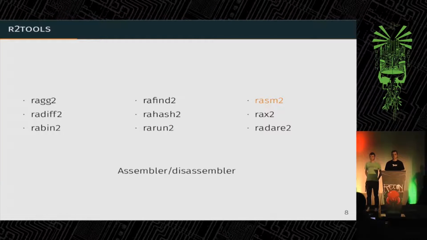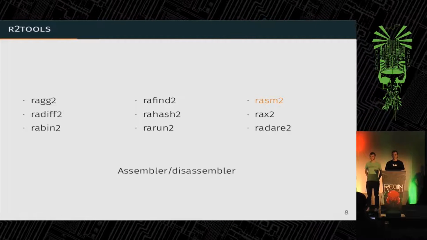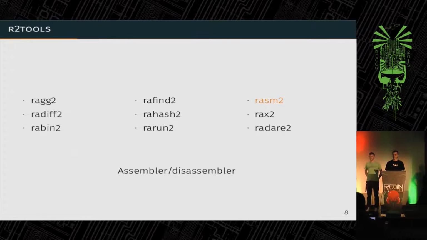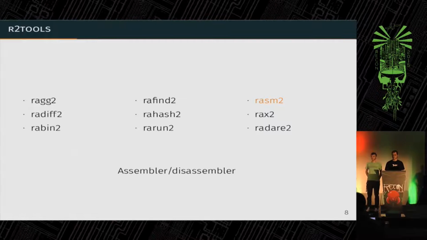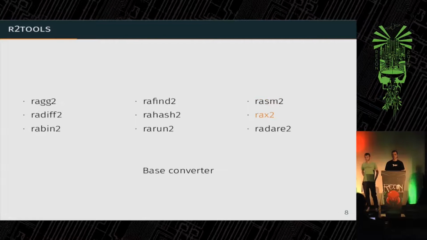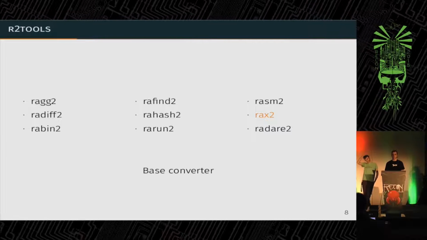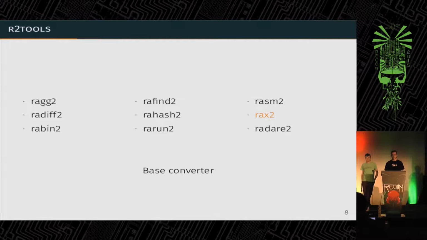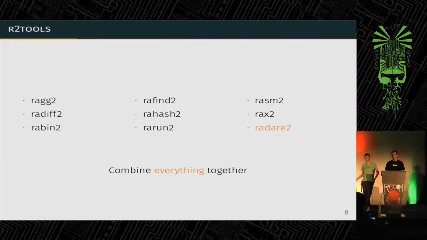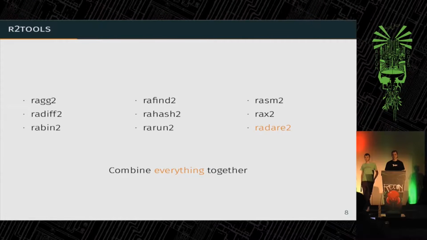Rasm2 is an assembler and disassembler. It's like the most useful part of R2. It's for assembling and disassembling various architectures. I'll explain later. It's pluggable, so if R2 does not include the architecture that you like, it's very easy to add a new CPU module. Rax2 is some kind of calculator, because you may be tired of spawning a Python shell every time you want to have a hexadecimal value and a decimal value, so just use Rax2. And Radare2 basically combines all of the previously mentioned tools into one hopefully useful CLI. Hopefully.